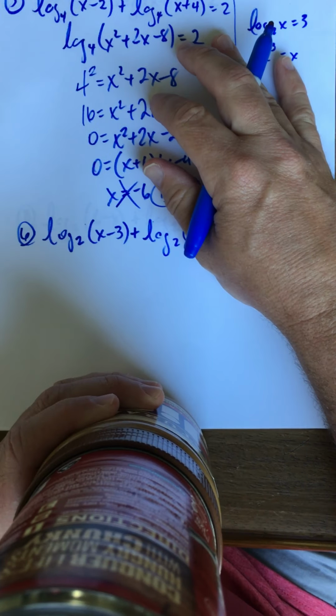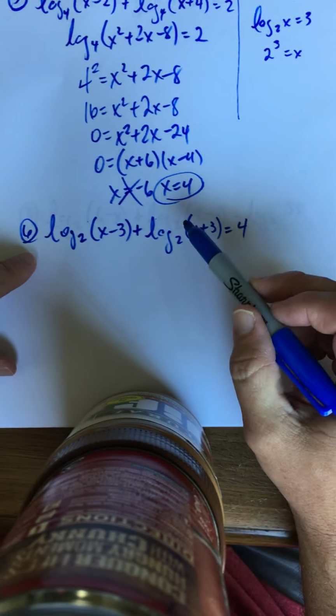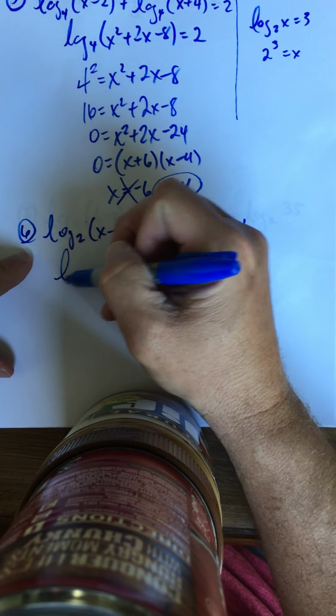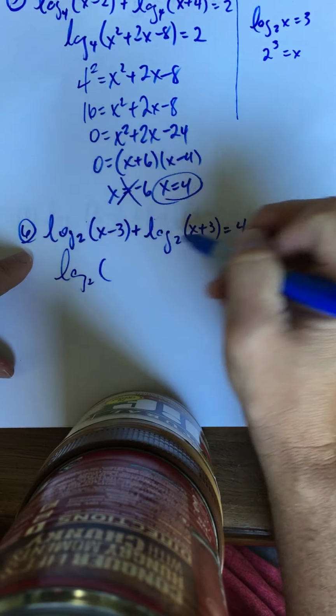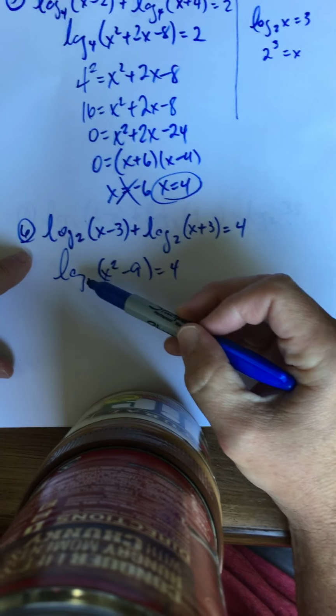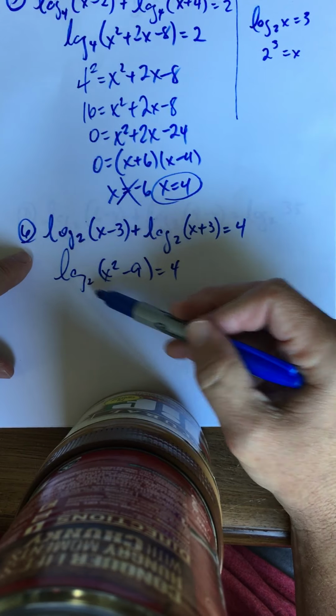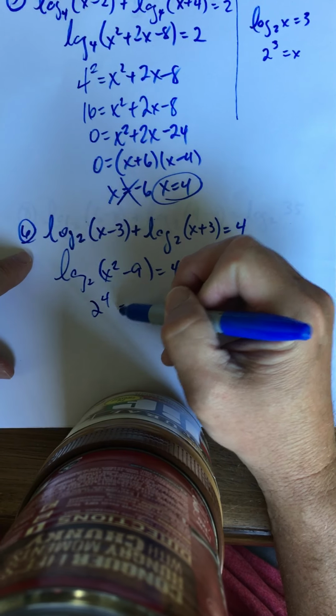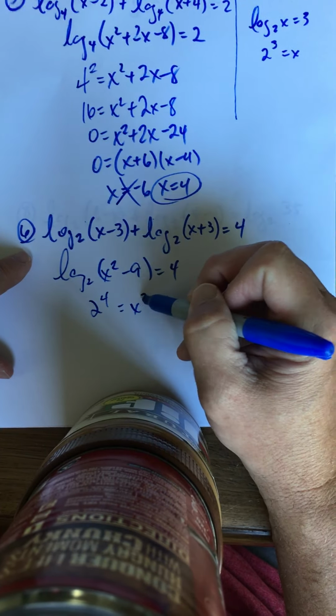So here's problem number 6. Very similar to that problem right there. You multiply those together. It's going to be log base 2 of x squared minus 9. Since you have a logarithm on one side but not the other, you're going to take base to the power, it's 2 to the 4th is equal to x squared minus 9.